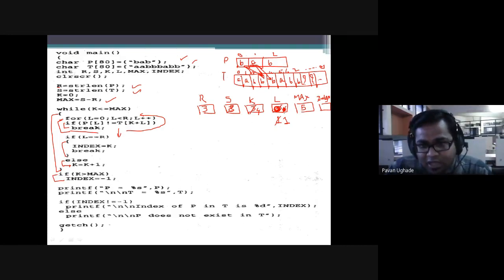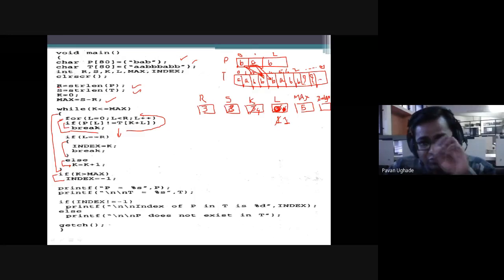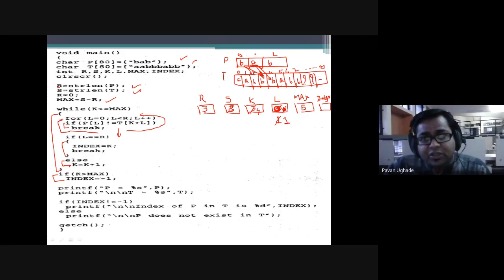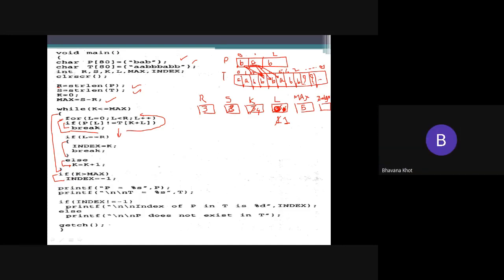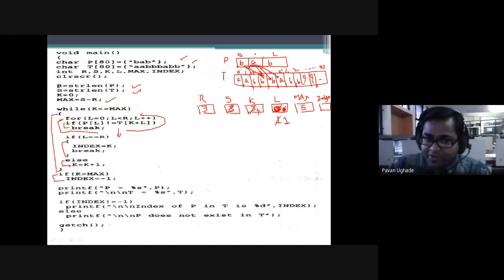What is K? K is 4. What is L? 1. 4 plus 1 is 5. So we are comparing P of 1 with T of 5. So this A is compared with this, whether it is true or false. P of 1, that is A, not equals to T of 5, that is A. Condition true or false? False. False means we are not going to break it, right?